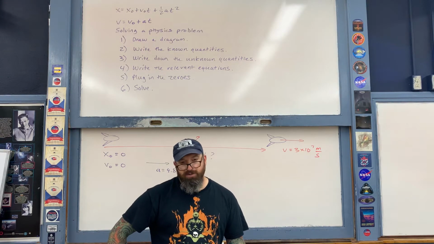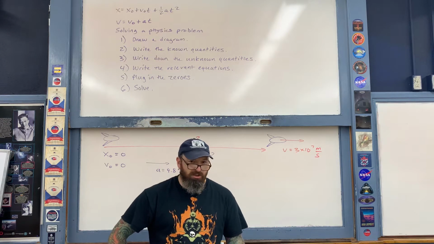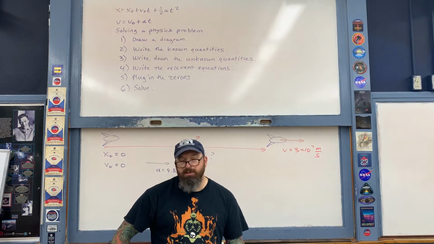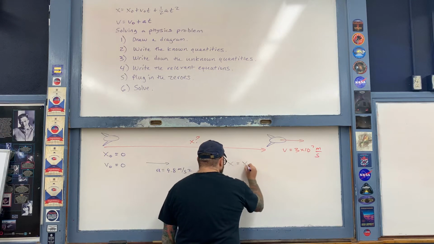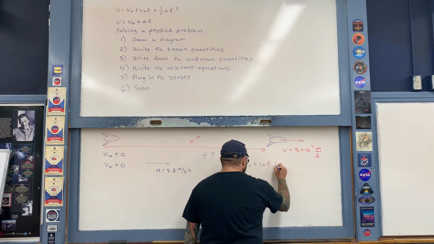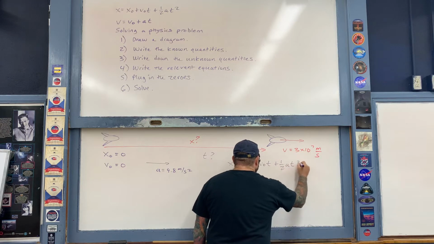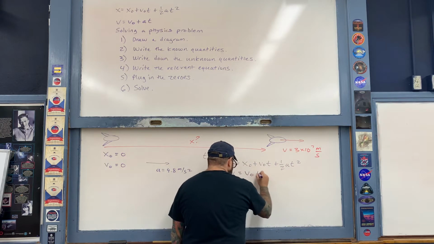So now I've completed the first 3 steps of the method. The next thing to do is to write down the relevant equations. This is one-dimensional motion with constant acceleration, so therefore we have the following equations. Here's the position as a function of time, and then here's the velocity as a function of time.